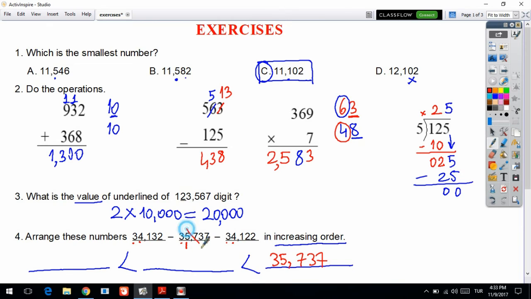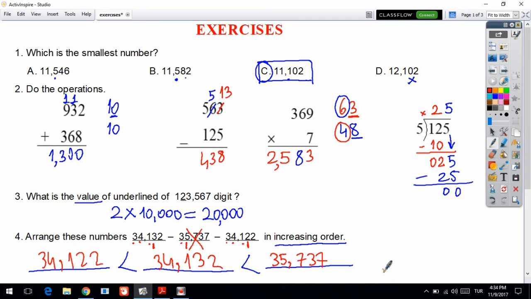Now we cancel this one. Now we can compare the other 2 numbers. Let's continue from the hundreds digit. You have 1, you have 1, you have 3, you have 2. So there is a difference between them. 2 is smaller than 3, because of that this number is the smallest number, 34,122. Let's continue and write the other, 34,132. So your answer is like that.